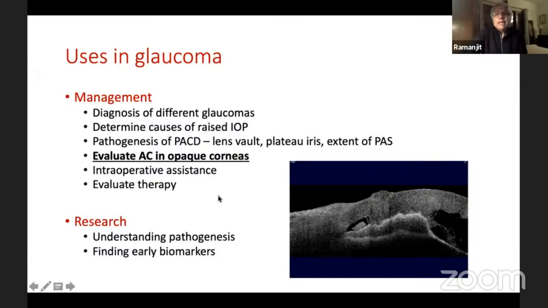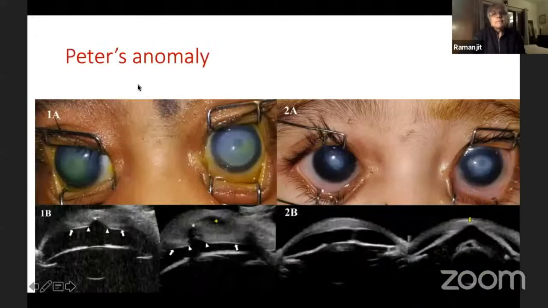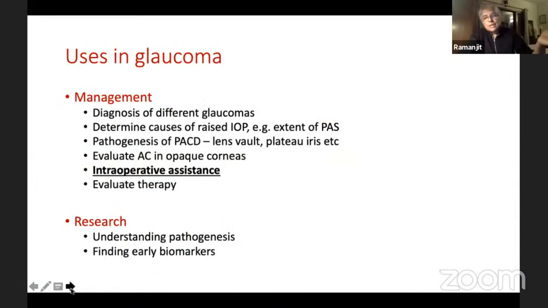If we want to evaluate the anterior chamber in opaque corneas, one, as I've already said, is in post-PK glaucomas. Here we have a patient with Peters anomaly, and this was actually a UBM, but you can do a similar one with an anterior segment OCT, which shows you what is happening. And post-surgery, you can see the clearing that is seen. I'm sorry, in children we find it a little difficult to do an AS-OCT, but it was just to tell you that this evaluation can be done.